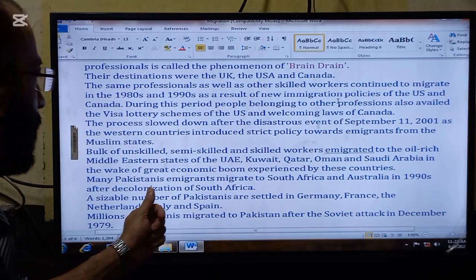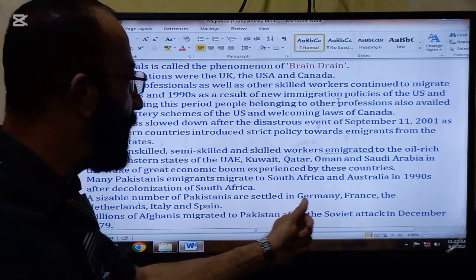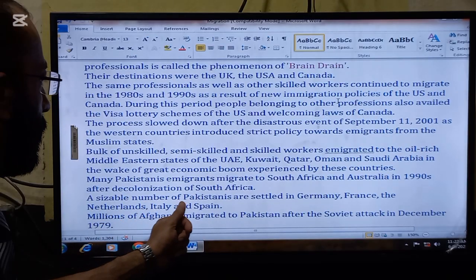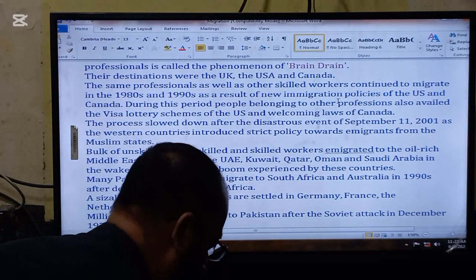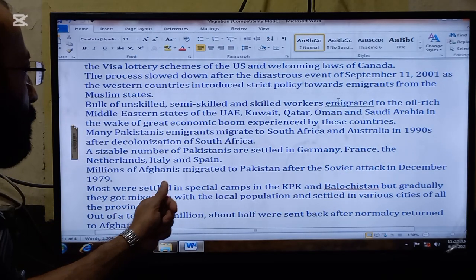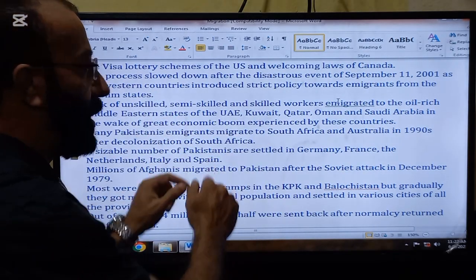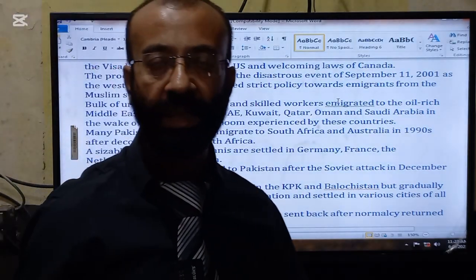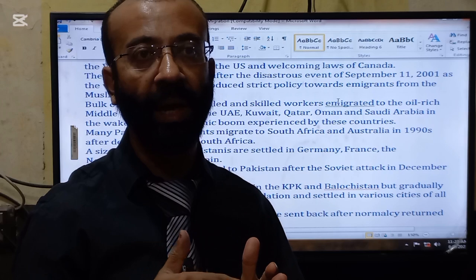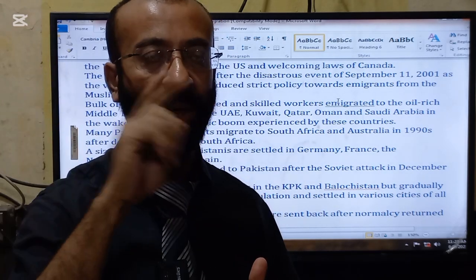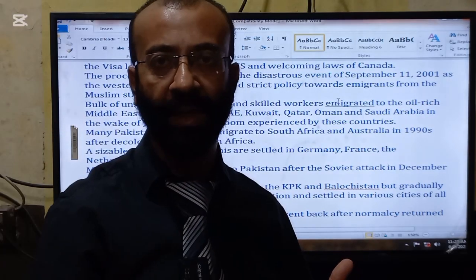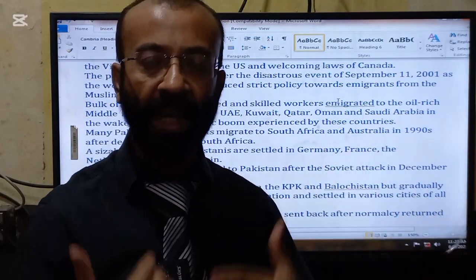Many Pakistani immigrants migrated to South Africa and Australia in the 1990s after decolonization of South Africa. Millions of Afghanis migrated. So up to this point, we were discussing the points related to emigrants, people going out from Pakistan to other countries. Now we are going to discuss different points about the immigrants, people coming into Pakistan.